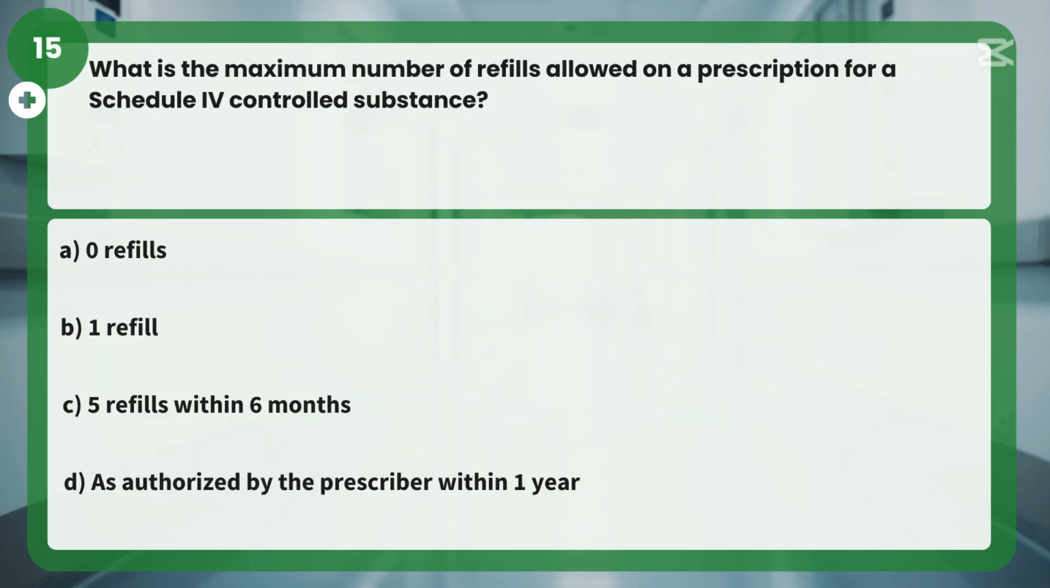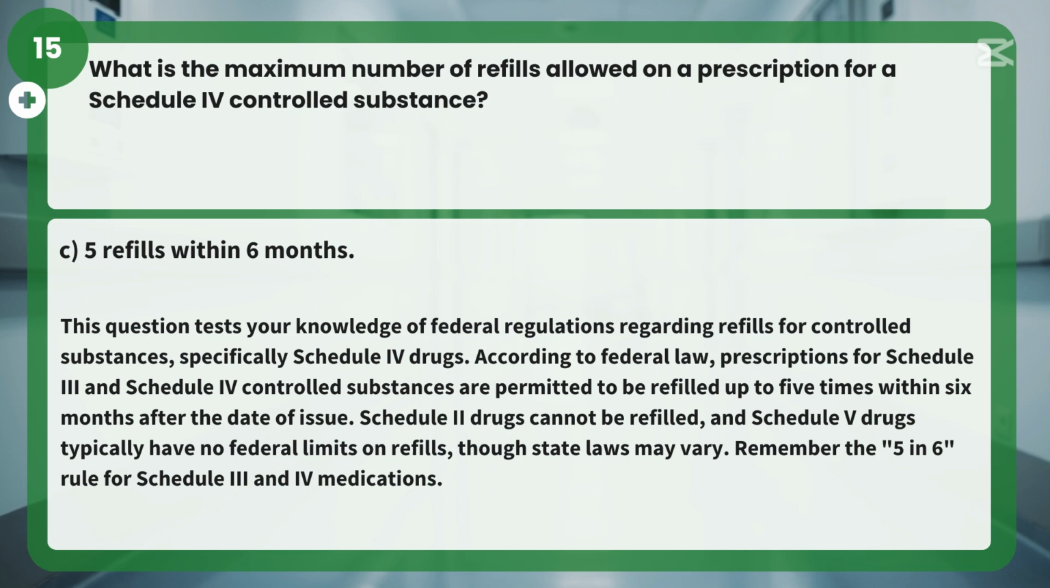Question 15. What is the maximum number of refills allowed on a prescription for a Schedule IV controlled substance? A. 0 refills. B. 1 refill. C. 5 refills within 6 months. D. As authorized by the prescriber within 1 year. Answer C. 5 refills within 6 months.